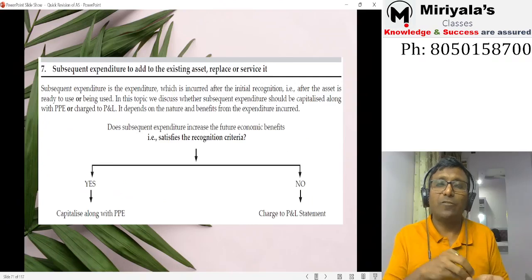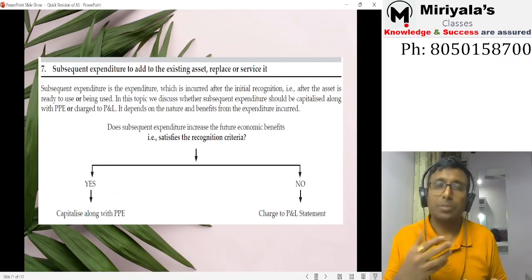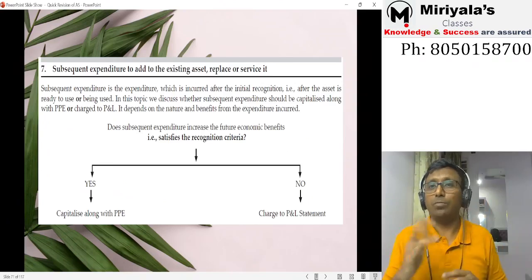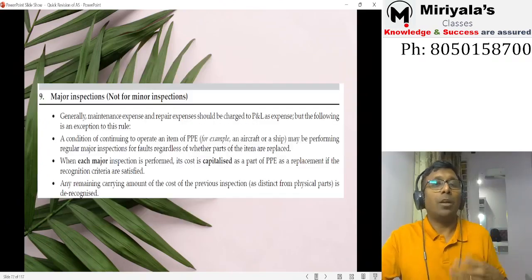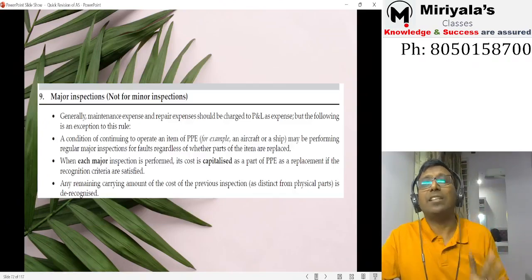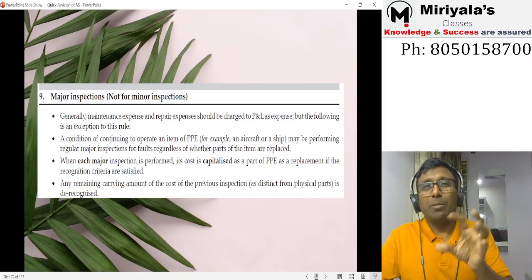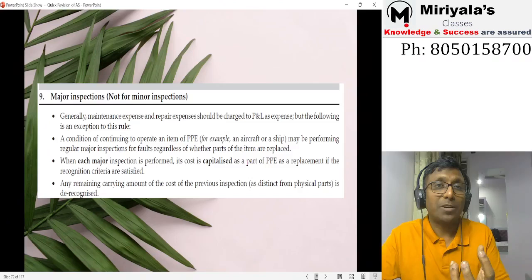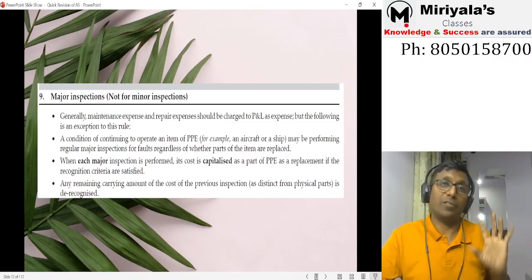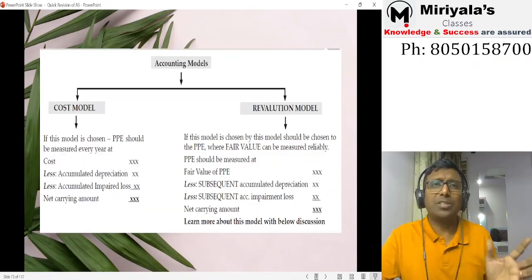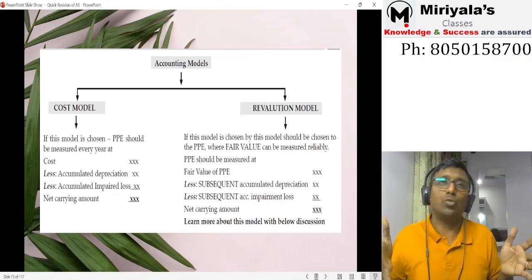So that's all. Do you get probable future economic benefits inflow? Do you satisfy both the conditions of an asset? If yes, capitalize it. If no, it should be charged to the profit and loss statement. If you have done any major inspection, generally inspection charges, repair charges and maintenance will be charged to profit and loss. But major inspections, like in the case of ships, involve a huge amount of money. Under that circumstance, the major inspection charges should be capitalized along with the asset, and depreciated over the period of the benefits usage.